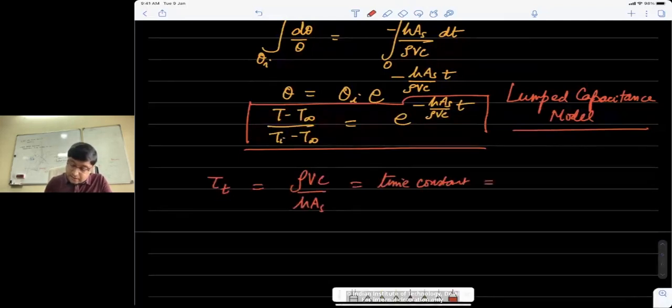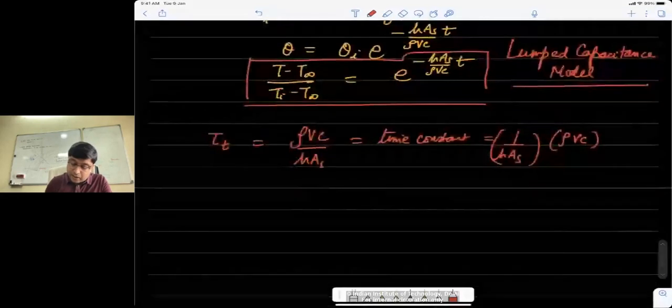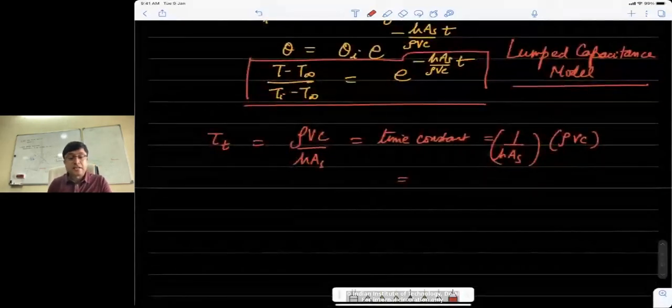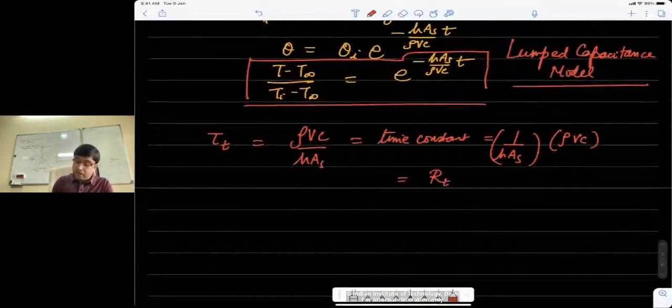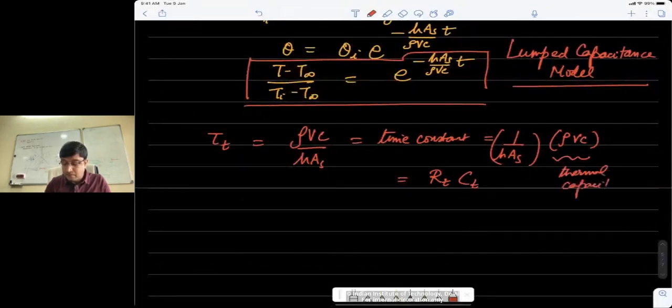So I can write this in a slightly different way. I can write this as 1 by hA_s into rho V c. And now I note that 1 by hA_s is sort of the resistance to convection. So I will say this is R_t, resistance to convection. And rho V c is essentially mass into specific heat. So it is like the thermal capacity of the system, of the solid. So I'm going to write this as thermal capacitance. So it's R_t into C_t.